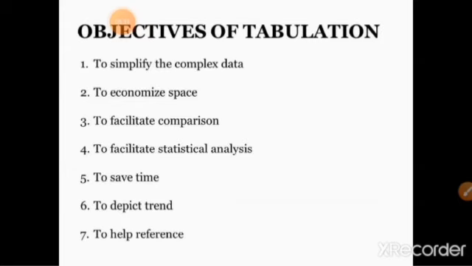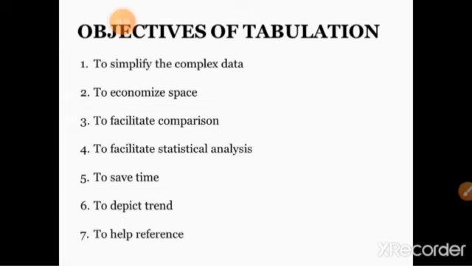Next, what are the objectives of tabulation? The first one is to simplify the complex data. That means a large amount of information can be simplified from complex data. Next, it economizes space, so space can be adjusted based on the tabular column we are presenting.